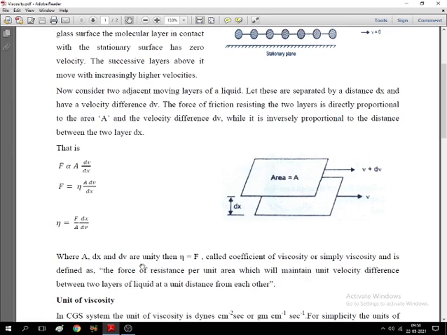At that time eta is equal to F, called the coefficient of viscosity or simply viscosity.